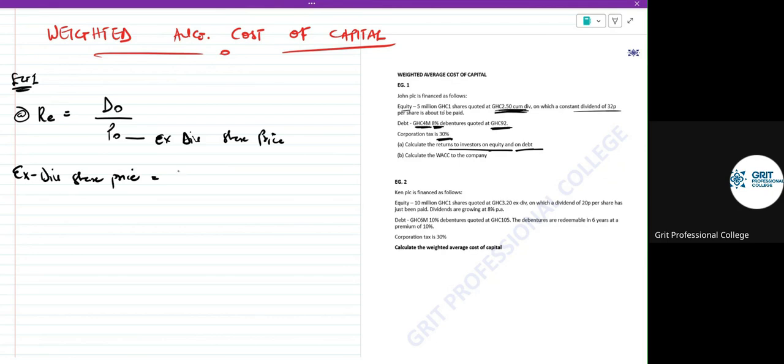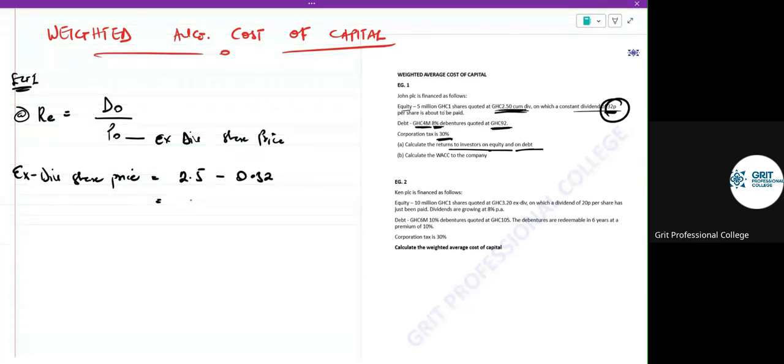So our ex-div share price is going to be the cum-div share price of 2.5. So this is 2 cedis 50 pesos. Now we are going to deduct the 32 pesos from it. Now this 32 is in peso terms. If you want to change the pesos into cedis, what do you do? You divide the 32 over 100. So that will give you what? 0.32. So 0.32 cedis, which is the same as 32 pesos. Then that at the end of the day will give you an ex-div share price of 2.18 cedis per share.